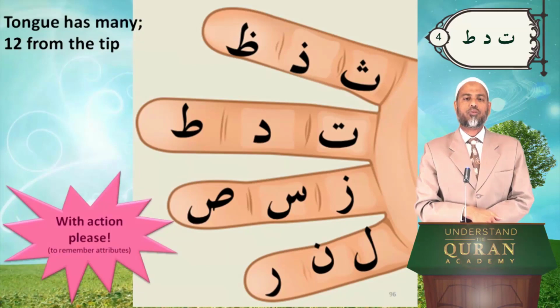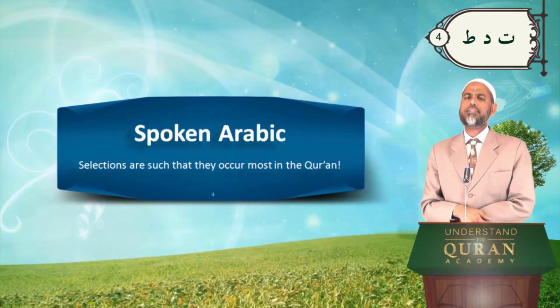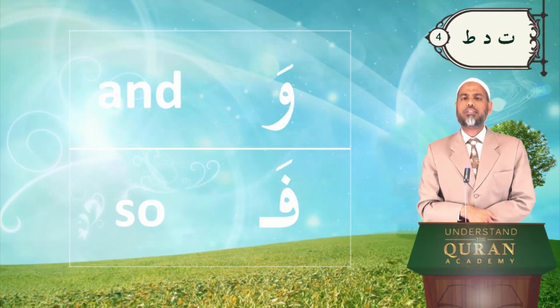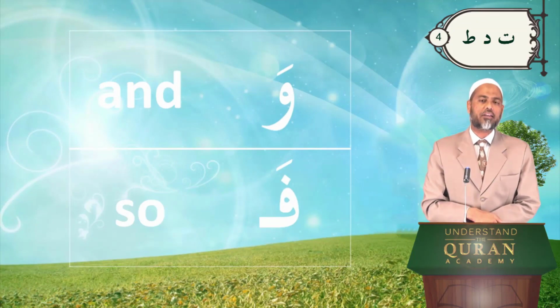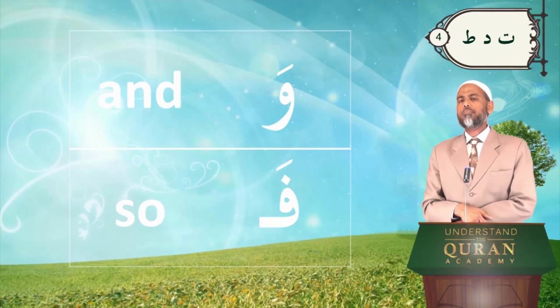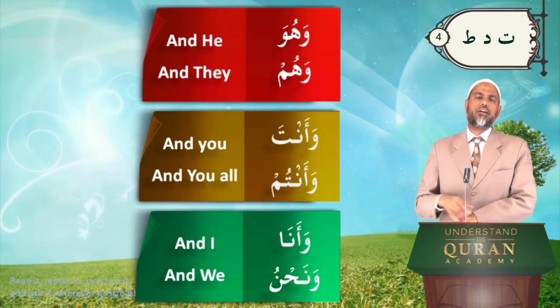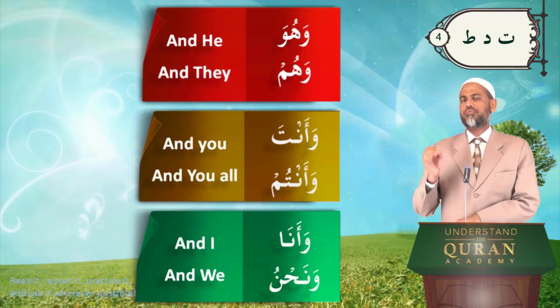Before we close, let's take spoken Arabic. You have learned wa means and, fa means so. Okay? And also ta means by. So wa means and, fa means so. These are the most commonly occurring. Leave ta there. It's very rare.